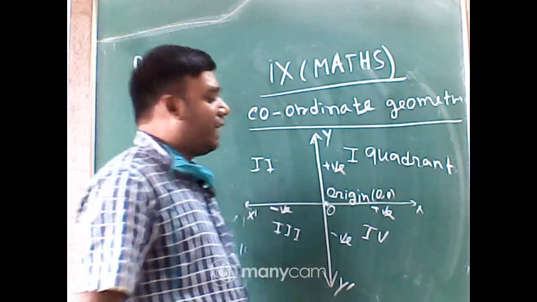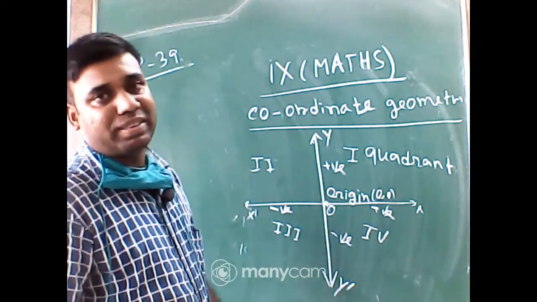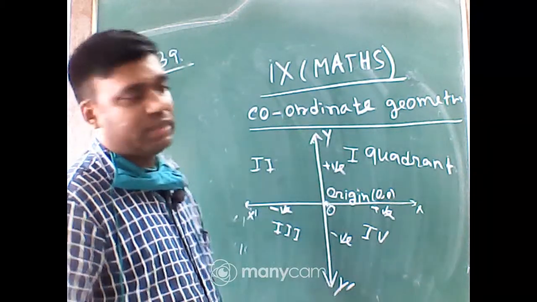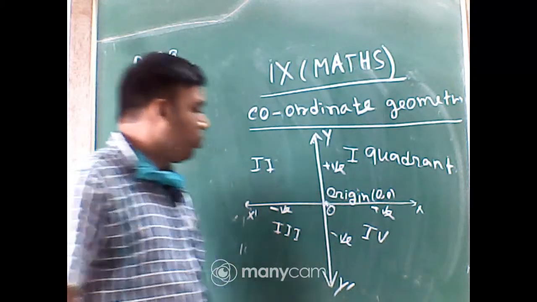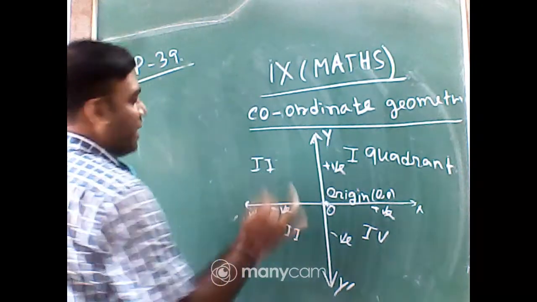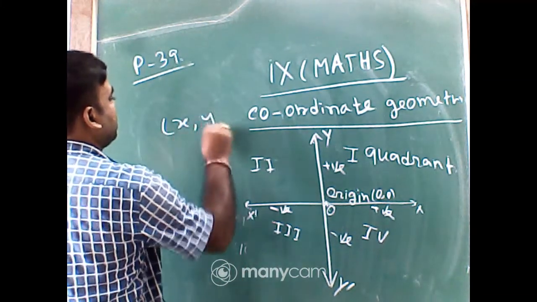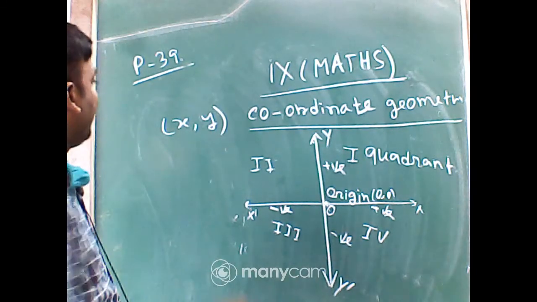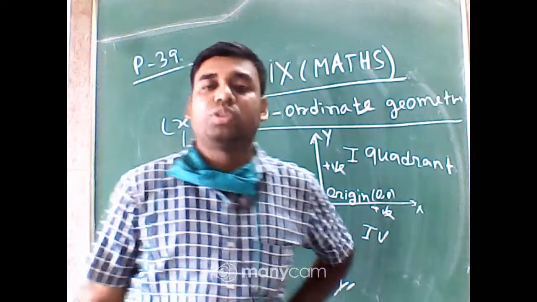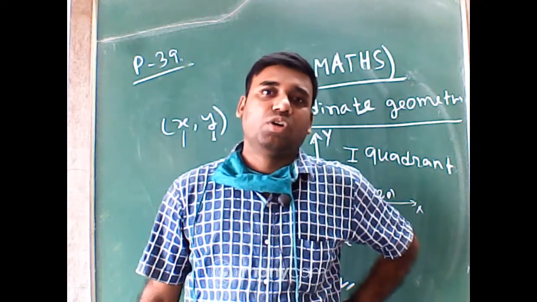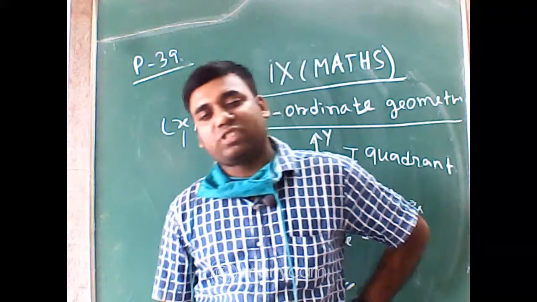From the origin, the right hand side is the positive x-axis, the left hand side is the negative x-axis, upward is the positive y-axis, and downward is the negative y-axis. Got it? Now, what are abscissa and ordinate? The coordinate of any point in a 2-dimensional plane is (x, y). x is called the abscissa and y is called the ordinate. Ordinate means y coordinate and abscissa means x coordinate.